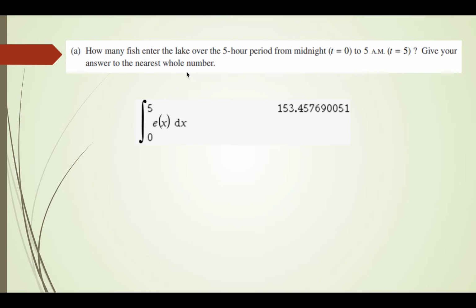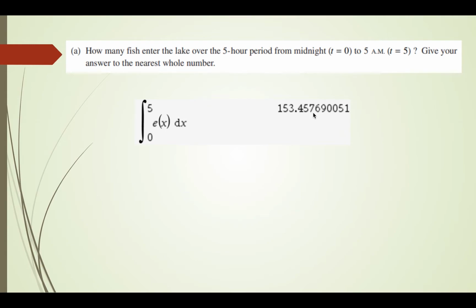Now what you see here is just the calculator commands. So you would integrate from 0 to 5. You're integrating the function E of x dx, and it spits out this number here, 153.457.